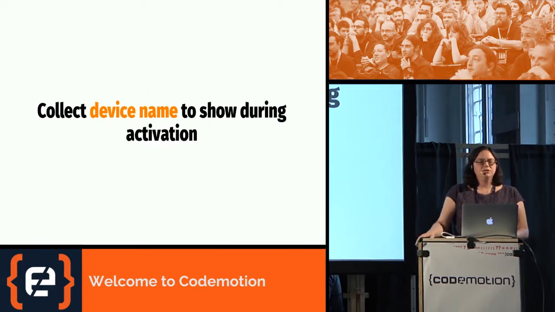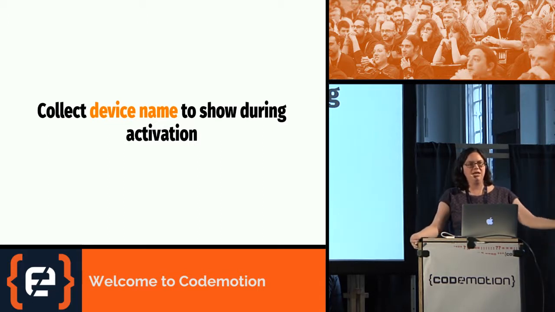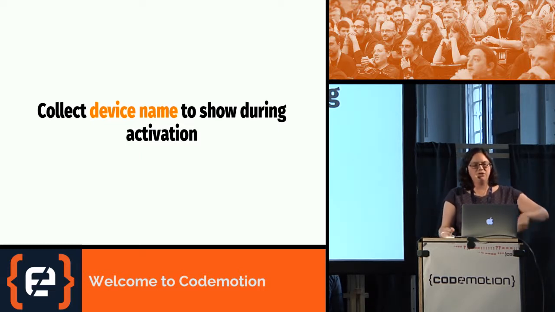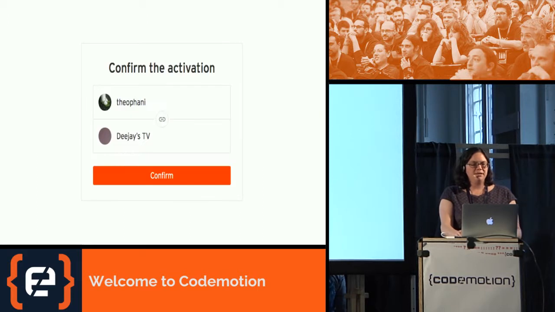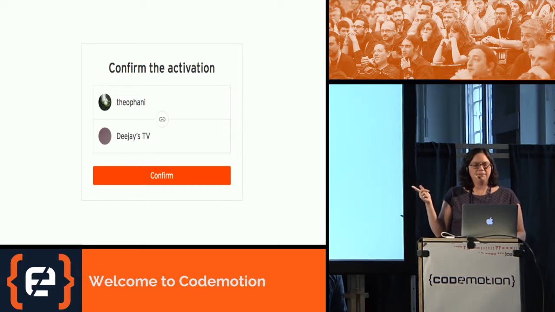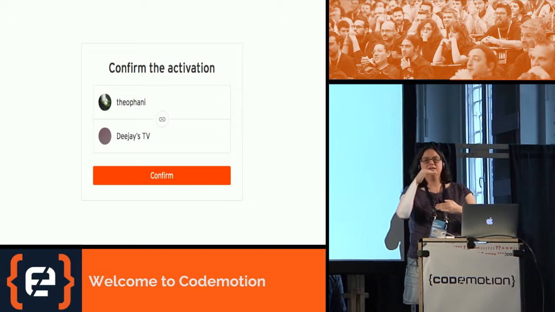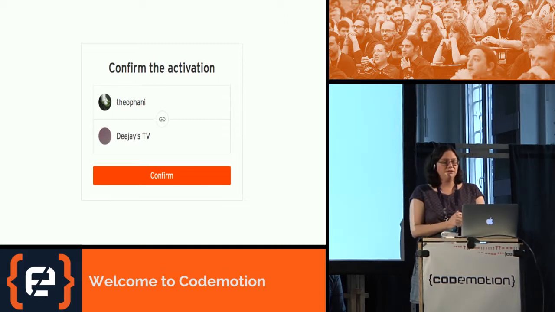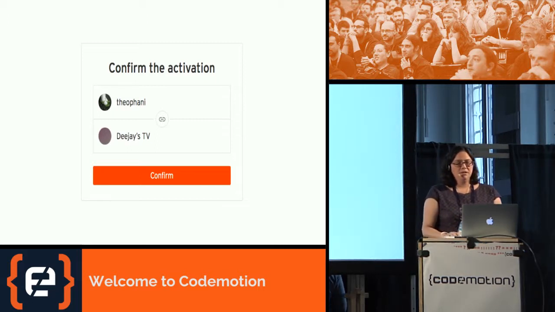Another way to do it is you could collect the device information of device A, and you've seen this if you connect with Bluetooth. It says, do you want to connect to the device called this thing, right? So you collect the device name, and then you show it during activation. And then the person can say, oh, did you want to connect to DJ's TV? And then the person can be like, yeah, that is the one that I want to connect to. So they enter the code, and then it confirms, is this the one you actually wanted to connect to? And then you say yes.